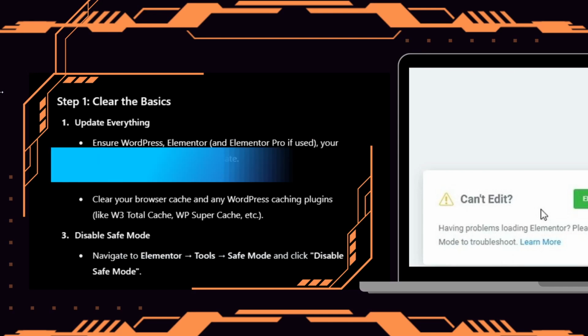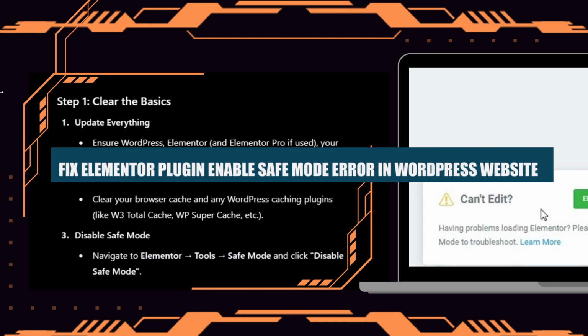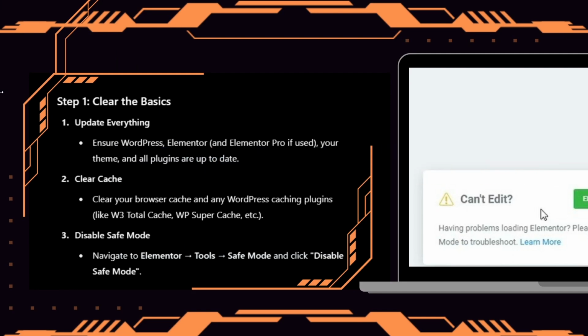Hello everyone, in this video I will show you how to fix the Elementor plugin's enable safe mode error in a WordPress website. First, ensure WordPress, Elementor, and Elementor Pro if used, your theme, and all plugins are up to date. Then, clear your browser cache and any WordPress caching plugins like W3 Total Cache, WP Super Cache, etc.